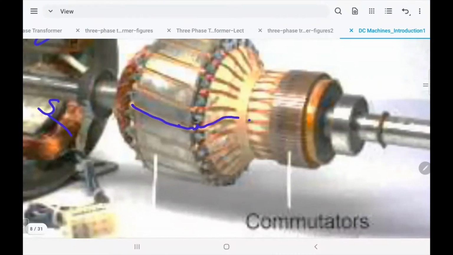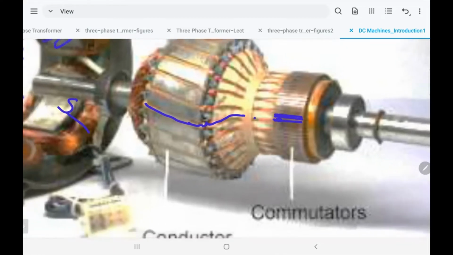And here is the commutator, made of copper, small pieces, like a ring, as you see here. Every single segment is connected to some bundle of wires so the current can go through the wires. If you operate this as a motor, you want the current to come from the battery, go through the commutator, which is connected to the wires with the coils, and then the current goes to the coils. So the commutator is the way to transfer the DC current.